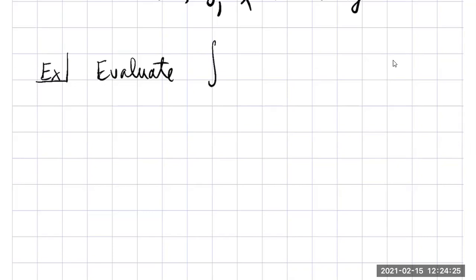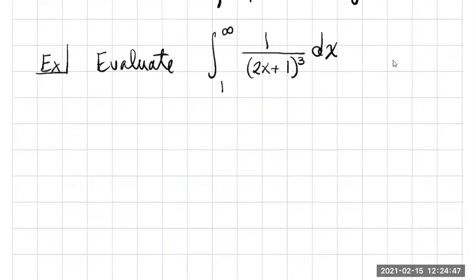Let's see for this one. Now this function, 1 over (2x plus 1) cubed, is certainly a positive function on the interval from 1 to infinity. So there is that at least.